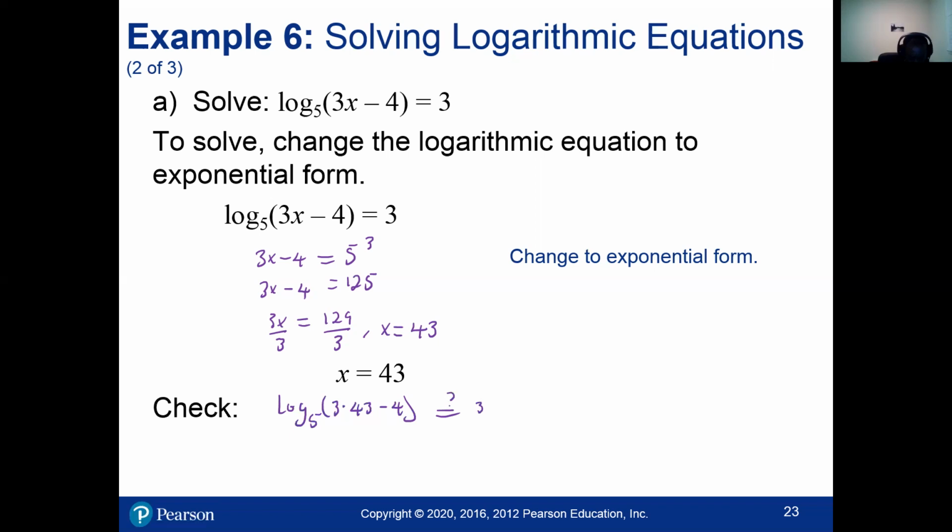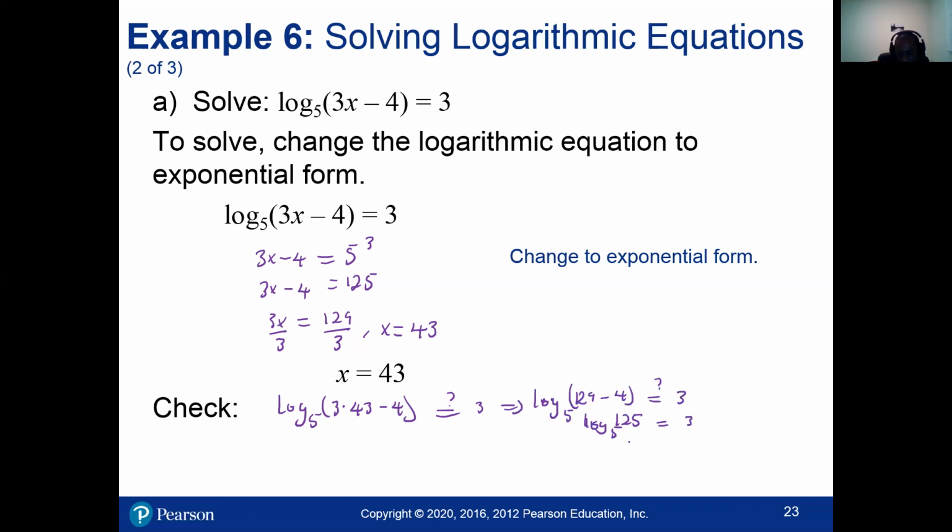So what is 3 times 43? That is 129, as we just said. So this will give us 129 minus 4 is equal to 3. That gives us this base 5. So we have log base 5 of 125 is equal to 3.